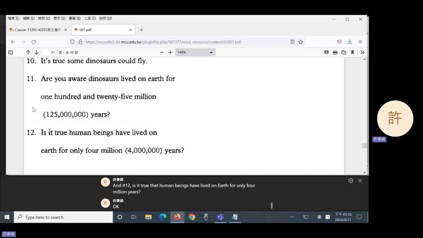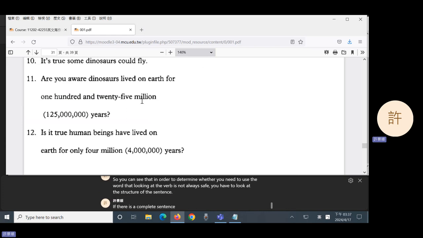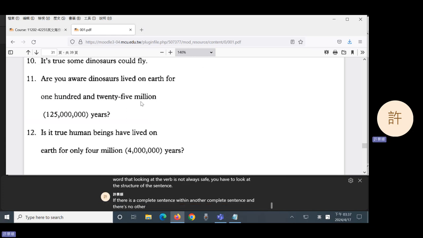Okay, questions about this page? So you can see that in order to determine whether you need to use the word that, looking at the verb is not always safe. You have to look at the structure of the sentence. If there is a complete sentence within another complete sentence, and there's no other question word to introduce that inside sentence, then you probably need to add the word that.